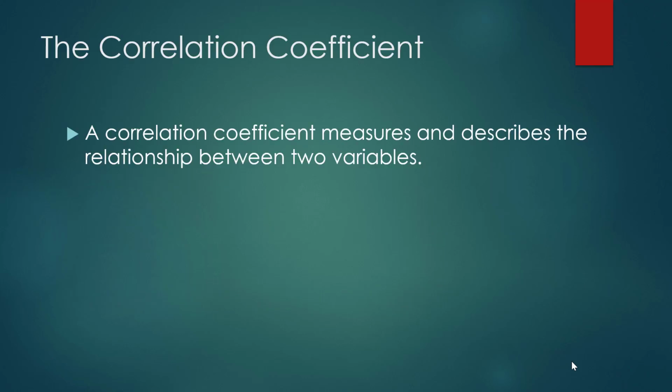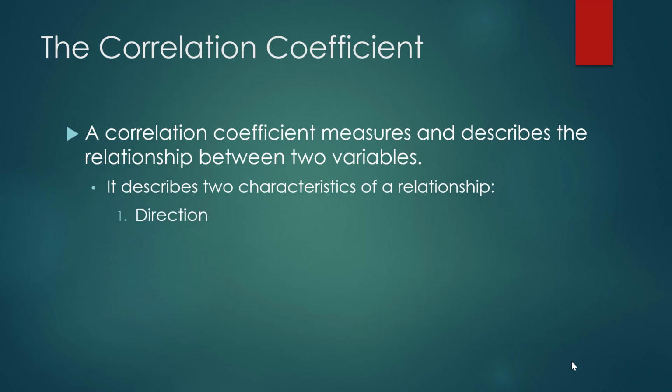As mentioned at the end of that last video, a correlation coefficient measures and describes the relationship between two variables. And there's two characteristics that a correlation coefficient can tell us. One is the direction of the relationship, and the other is the consistency or strength. In this video, we're going to discuss the direction of the relationship.